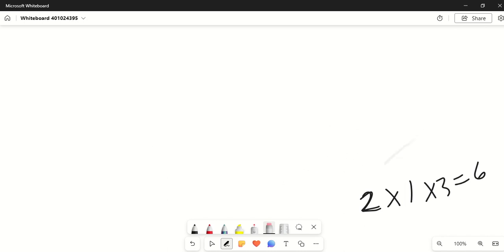For addition, it is known as the sum. It will not change the sum. In multiplication, it will not change the product.